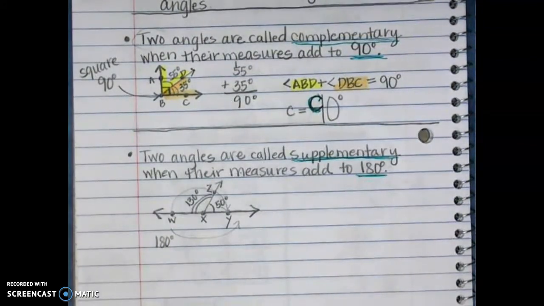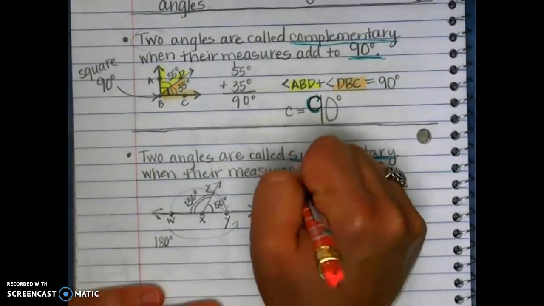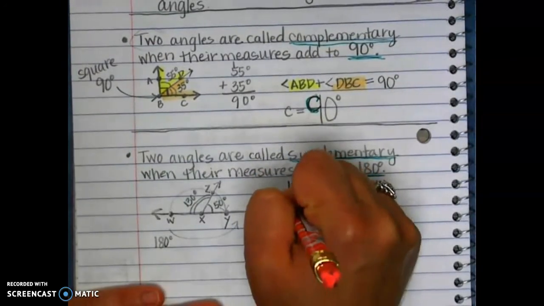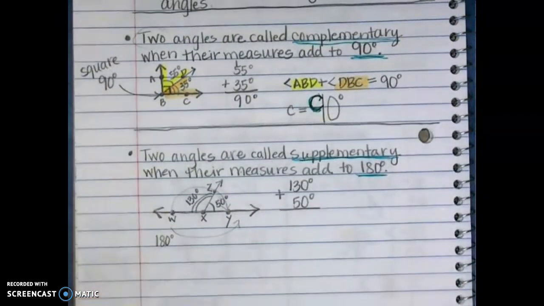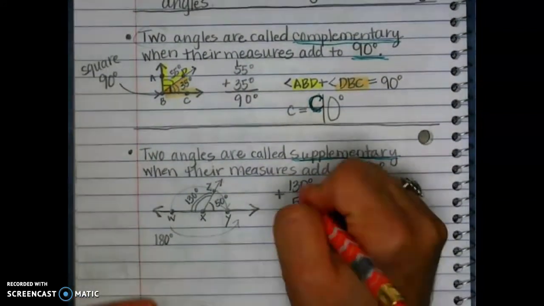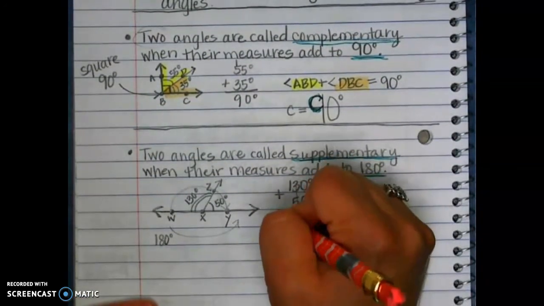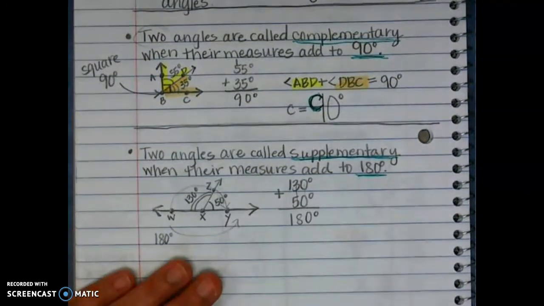And so to show that it's supplementary, what I'm going to do is I'm going to take the two measurements, and I'm just going to add them together to see if they add up to 180, which is a straight line. If they do that, then our angles are called supplementary. So you can see zeros makes 8, and this makes a 1. And I have my supplementary angles.